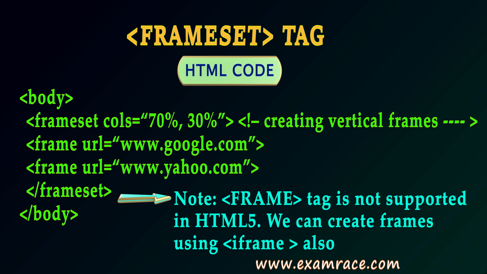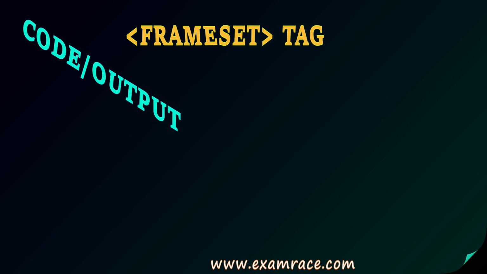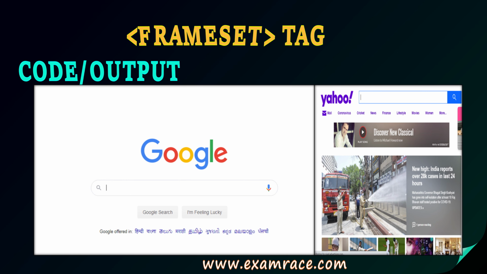So what has to be displayed in the first frame? That is the website. You can give any kind of website link, a URL we need to provide over here, www.google.com. So the Google website will be displayed in the first frame and the Yahoo website will be displayed in the second frame. So this is the simple coding for the frameset tag. In the next slide we can have the output for the code. So this is the output.